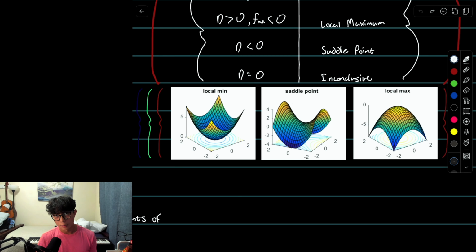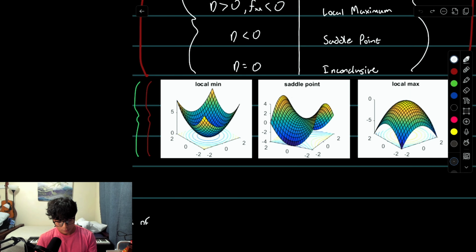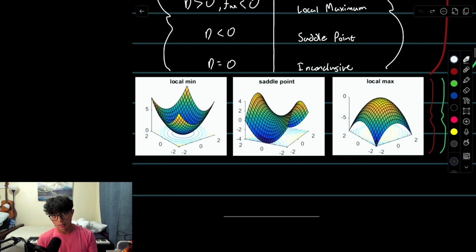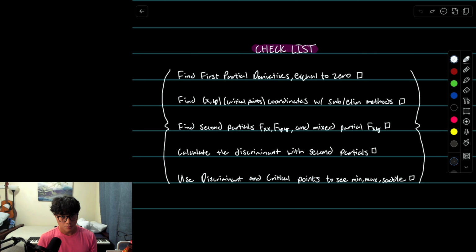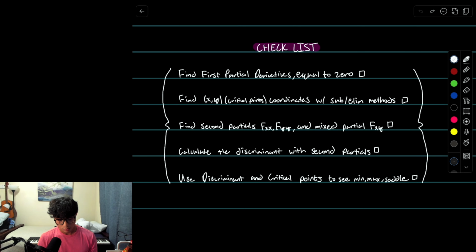Now, if you want a visual representation in 3D, a local minimum just looks like a bowl, a local maximum looks like an upside down bowl, and then a saddle point is just a saddle looking shape with its point in the middle. Now, while we're solving these problems, I will go over this checklist, which isn't too complicated.